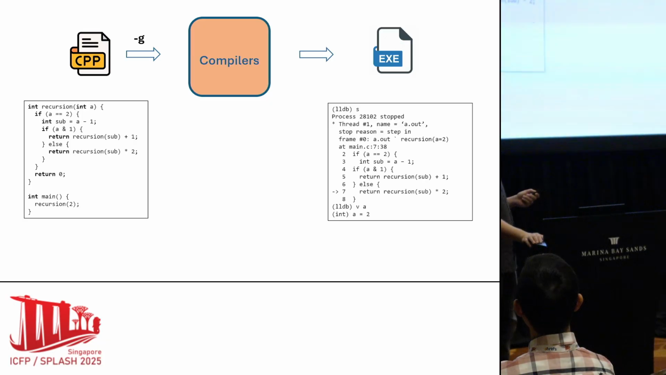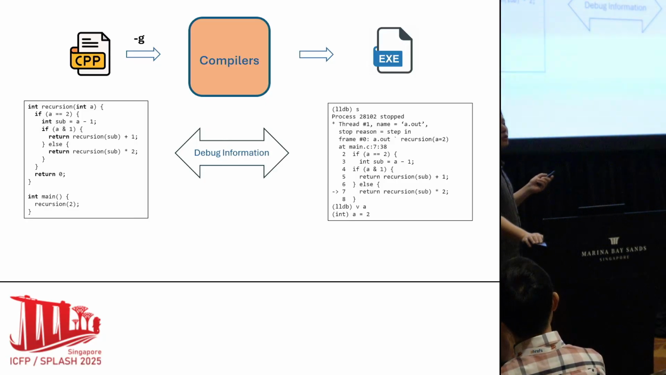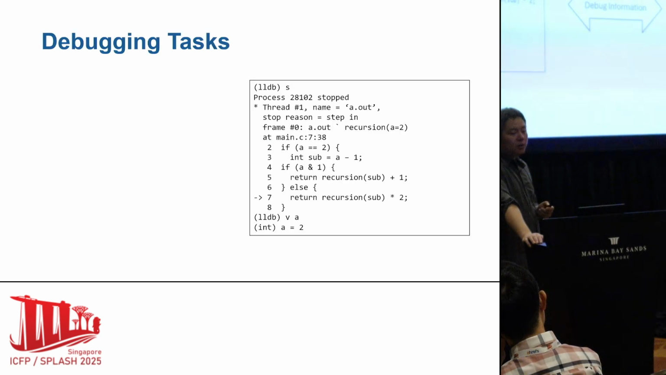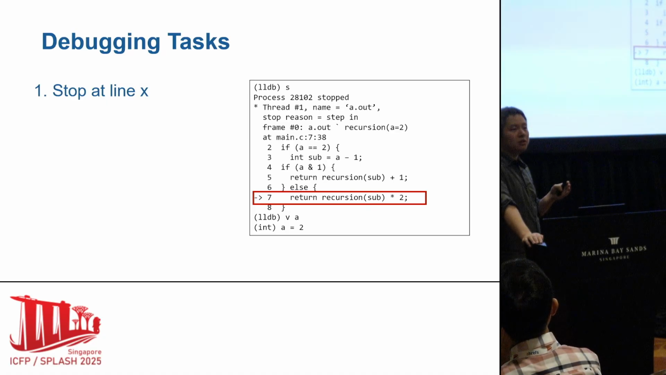And here's an example. The debugging information essentially establishes the correspondence between your source code program and your binary, and you can launch your binary in your debugger, and then look at your source code, print certain values and do the debugging. Okay. So to sum up, there are two essential tasks in the debugging process. The first task is the ability to stop at a line, meaning that you should be able to set a breakpoint at, in this case, line 7, and stop at line 7 in your debugger.